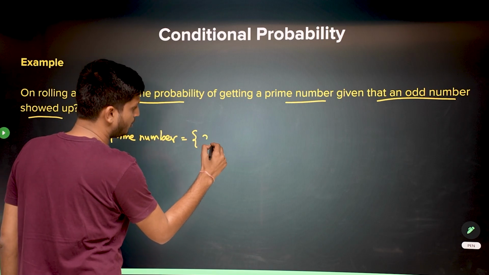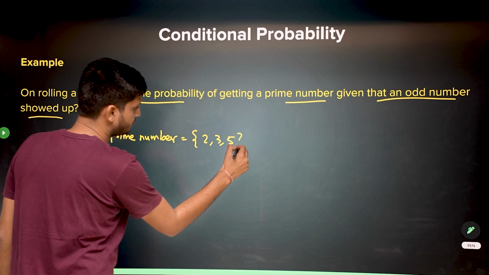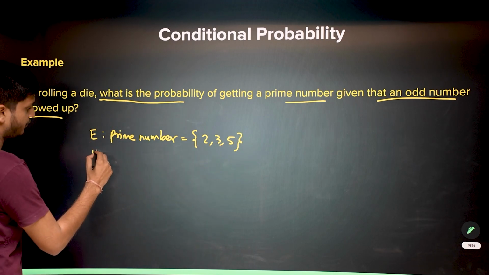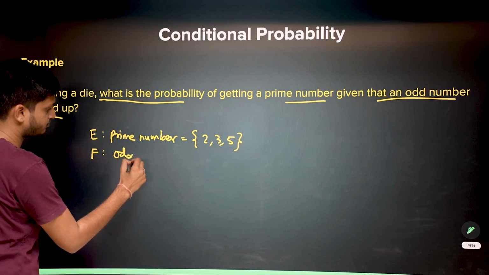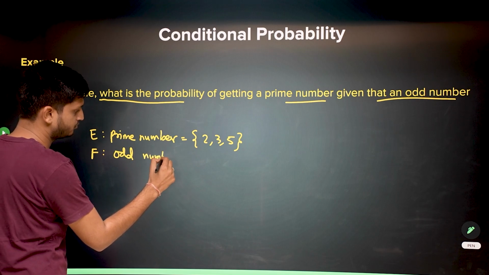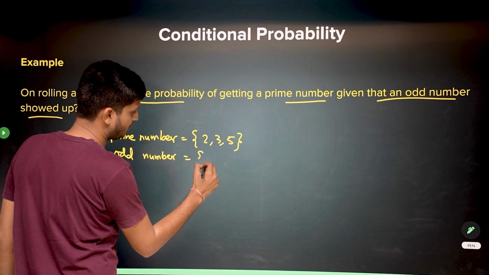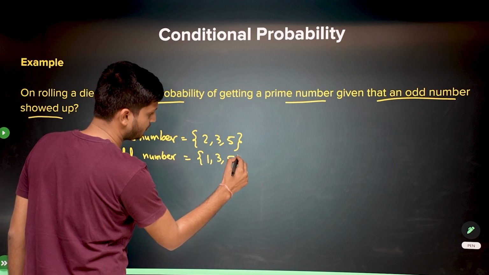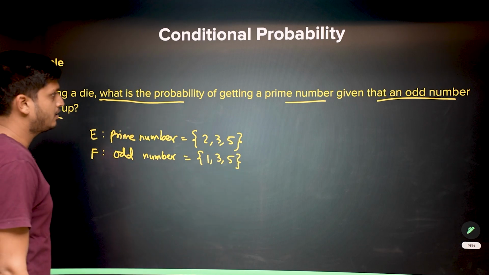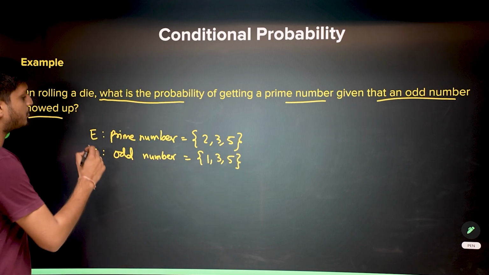What is the set? 2, 3, 5. And let's say F is the event of getting an odd number. What is the set? 1, 3, 5. So firstly, generally speaking, what is the probability of event E?